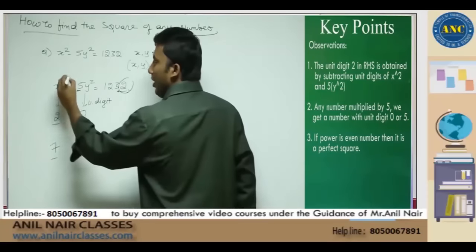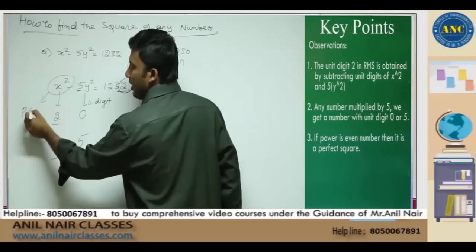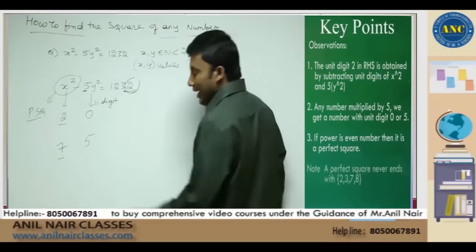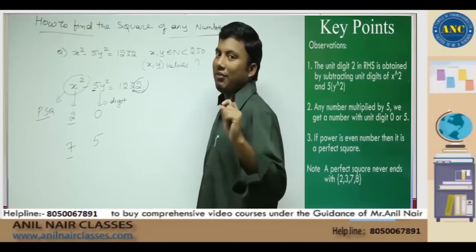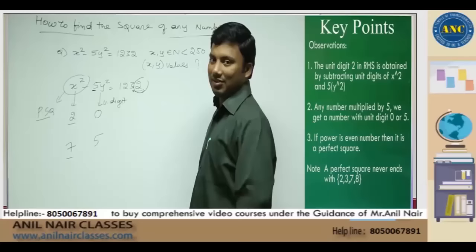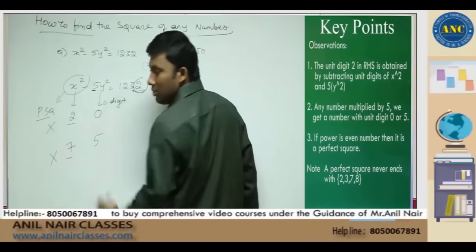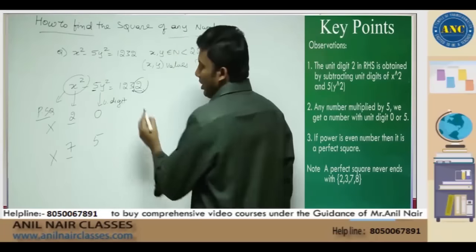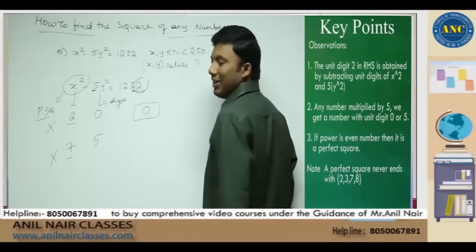7. But we already discussed that if the power is an even number, then the number is a perfect square. Can a perfect square end with 2? Can a perfect square end with 7? We already discussed it. A perfect square never ends with 2, 3, 7 or 8. So this case is not possible. This case is not possible. Only 2 cases are there, and the 2 cases are not possible. Therefore, what will be the answer? 0.